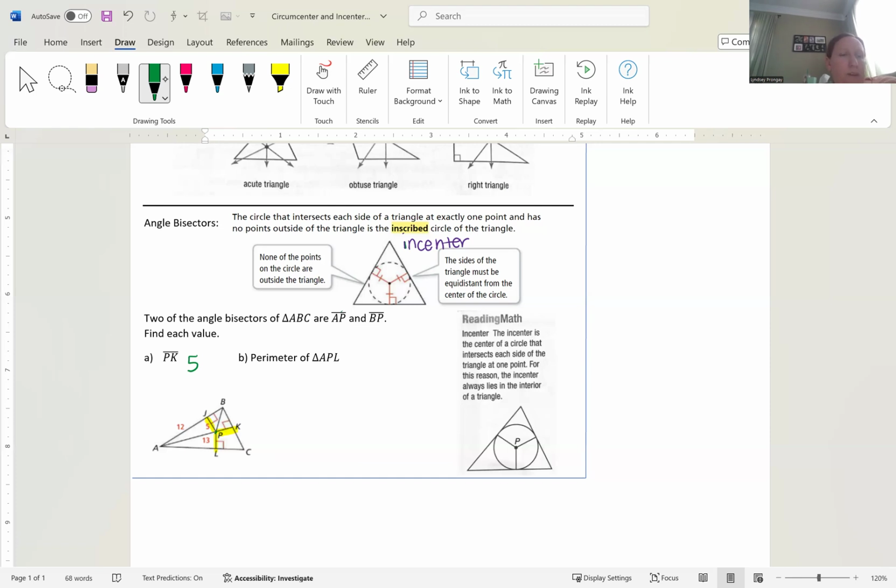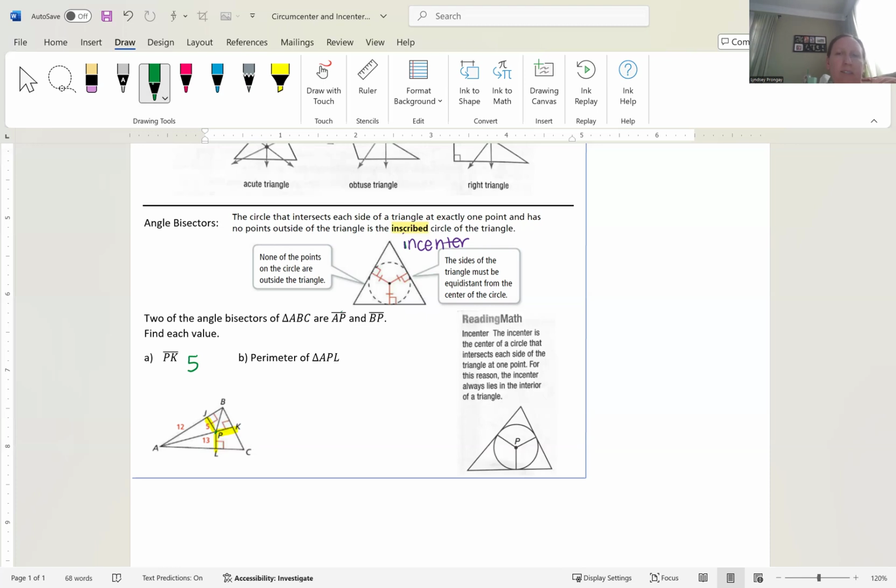Okay, and now we have to do the perimeter of triangle APL. So that's this triangle down here, APL. Okay. We see that this is 13. Okay, so AP is 13. That's what it's talking about.